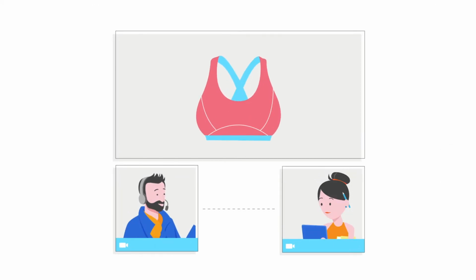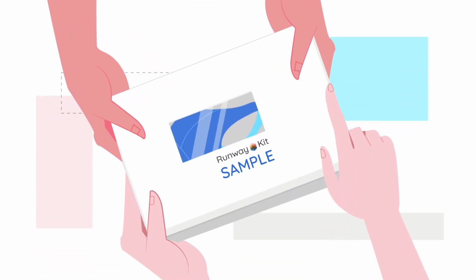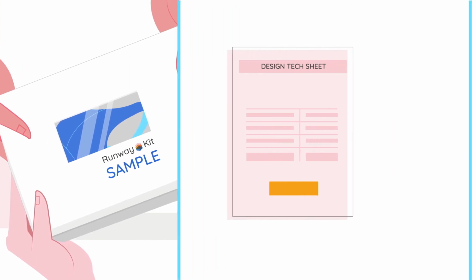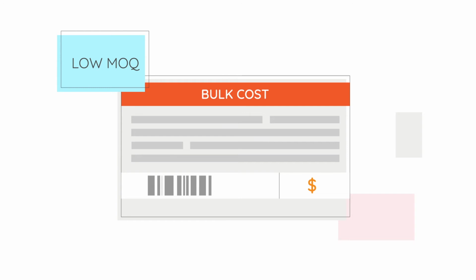Get two assisted 3D virtual prototypes. Once the virtual samples are approved, a physical fit sample of your selected base measurements will be couriered to you, along with a design tech sheet, trim card, and a bulk price quotation if you want to manufacture in bulk.